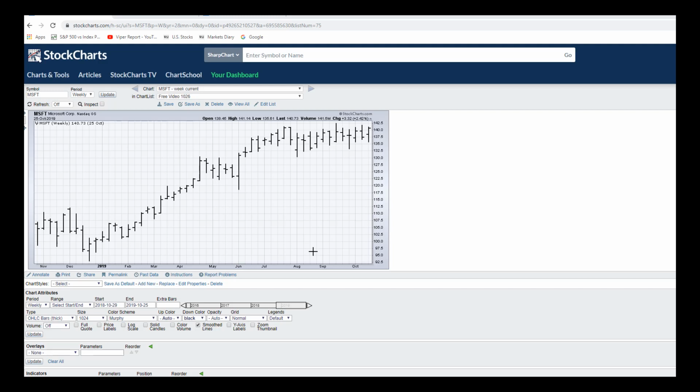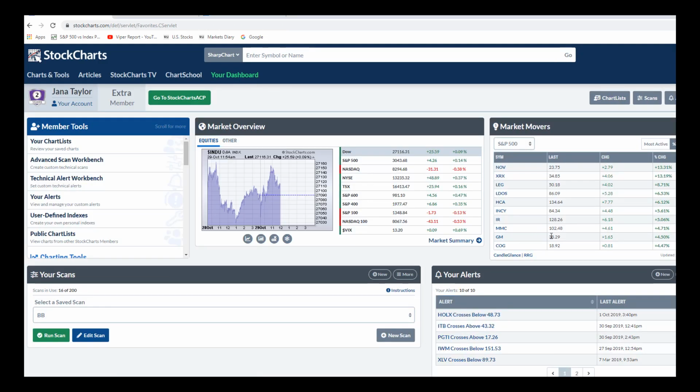Of course, now we have the ability to see a number of charts in a number of different services. StockCharts is one that I use. One thing that is nice about it, you have this CandleGlance. So this is the main page if you're a subscriber. You can set up a trial for a month if you're not, and you can see if you like it or not. So here we have a market movers page, and it has a CandleGlance.